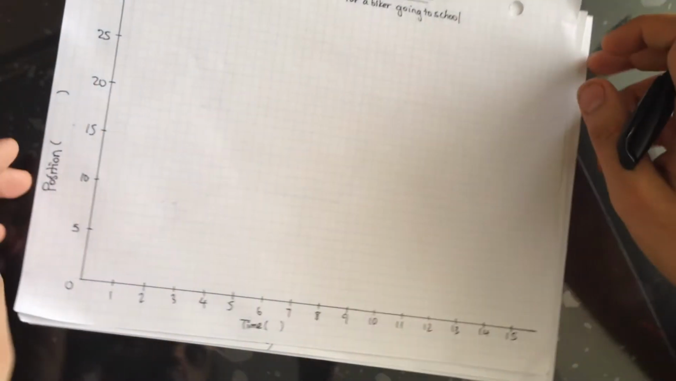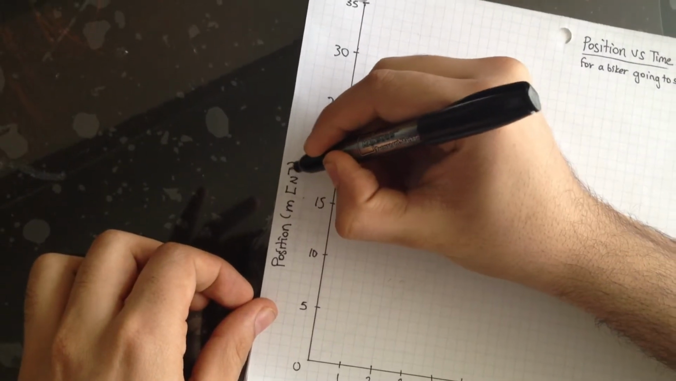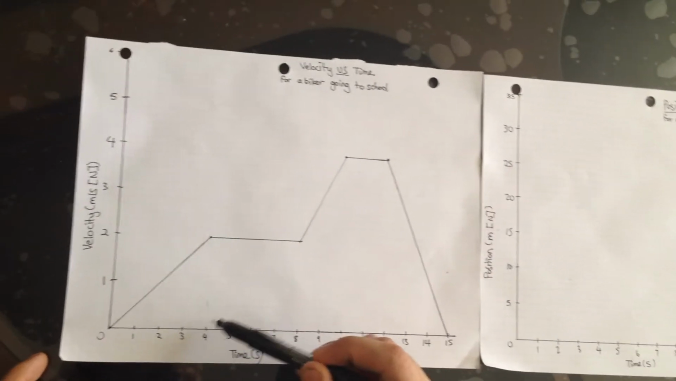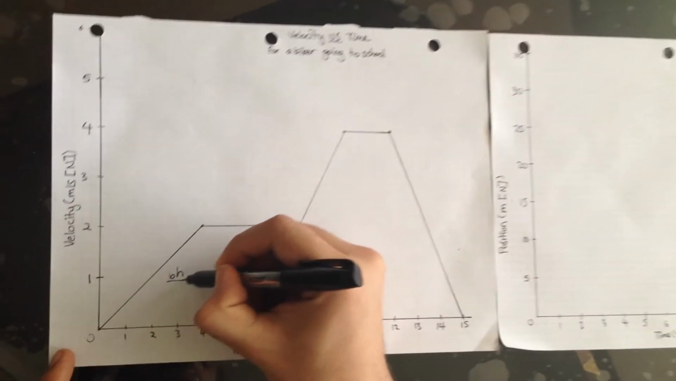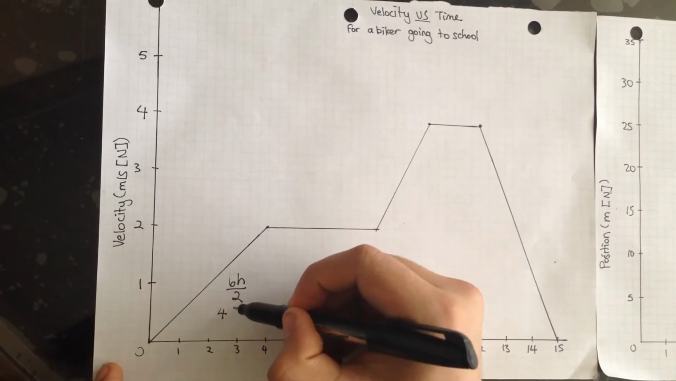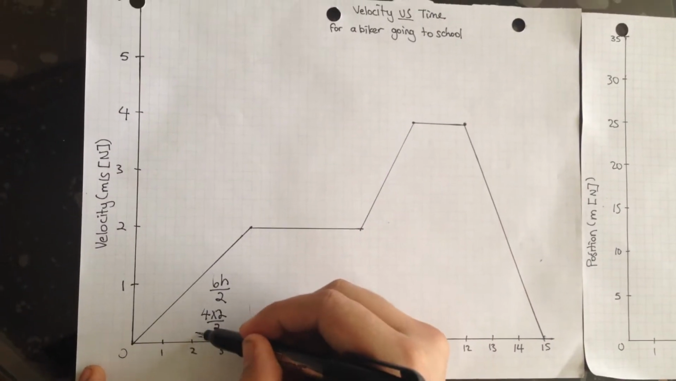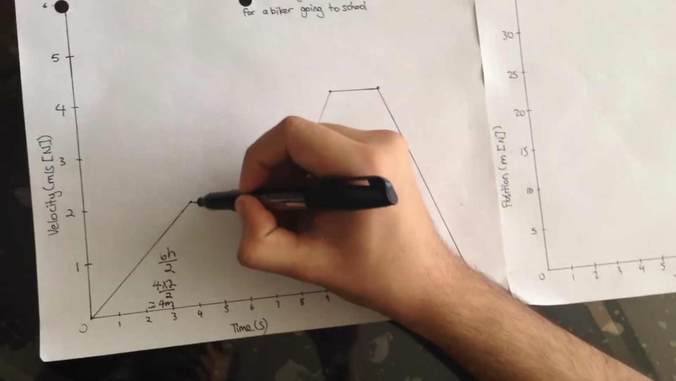On our position versus time graph, we will have position in meters north, and for time we will have seconds, because we had seconds before. In order to get our position from 0 to 4, we need to calculate the area. The area of a triangle is base times height divided by 2, so our base is 4, times height 2, divided by 2. Therefore, we will have 4 meters.